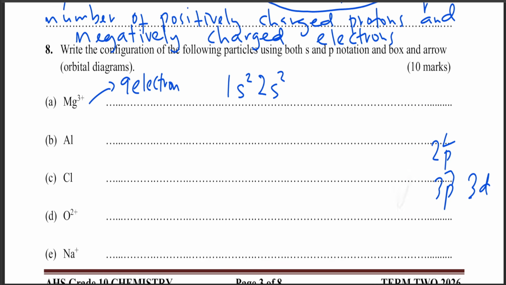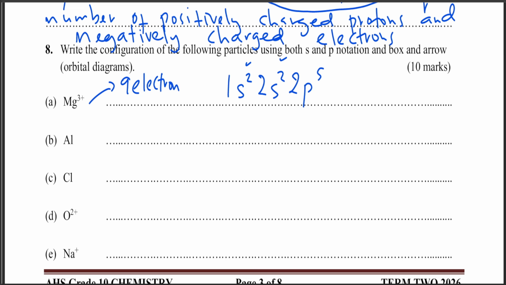So s usually takes a maximum of 2 electrons. If it goes to the 2s, 2s will also take a maximum of 2 electrons. So 2 plus 2 is 4 electrons. From the 9 electrons, you've used 4 in the s orbitals, so you remain with 5 electrons. Now the 5 electrons will go to the p orbital, the 2p. The p orbital takes a maximum of 6 electrons, and therefore it is not yet filled.